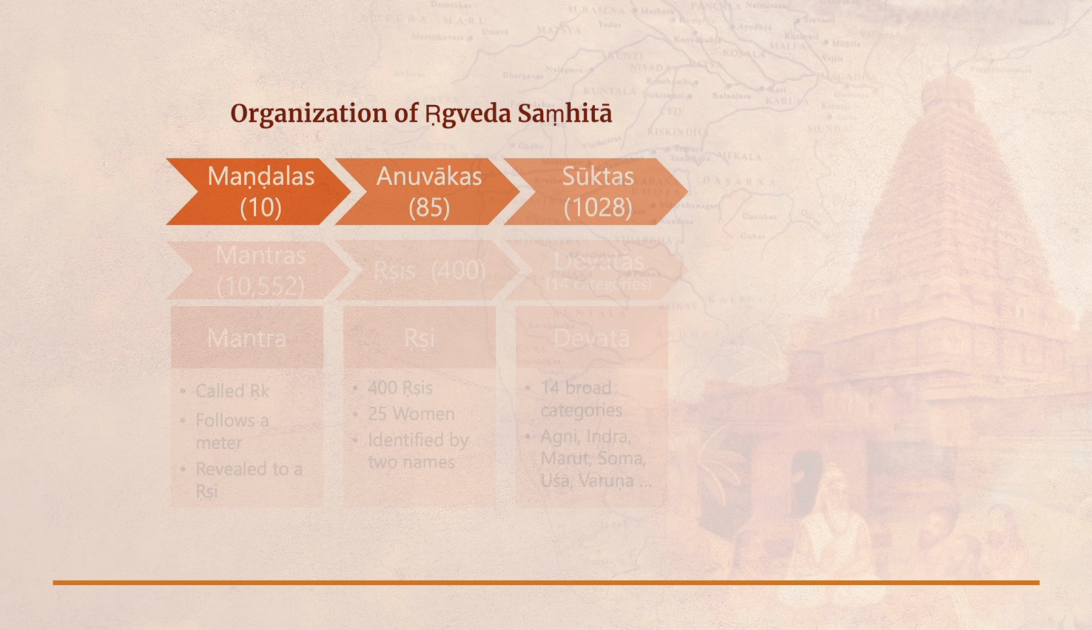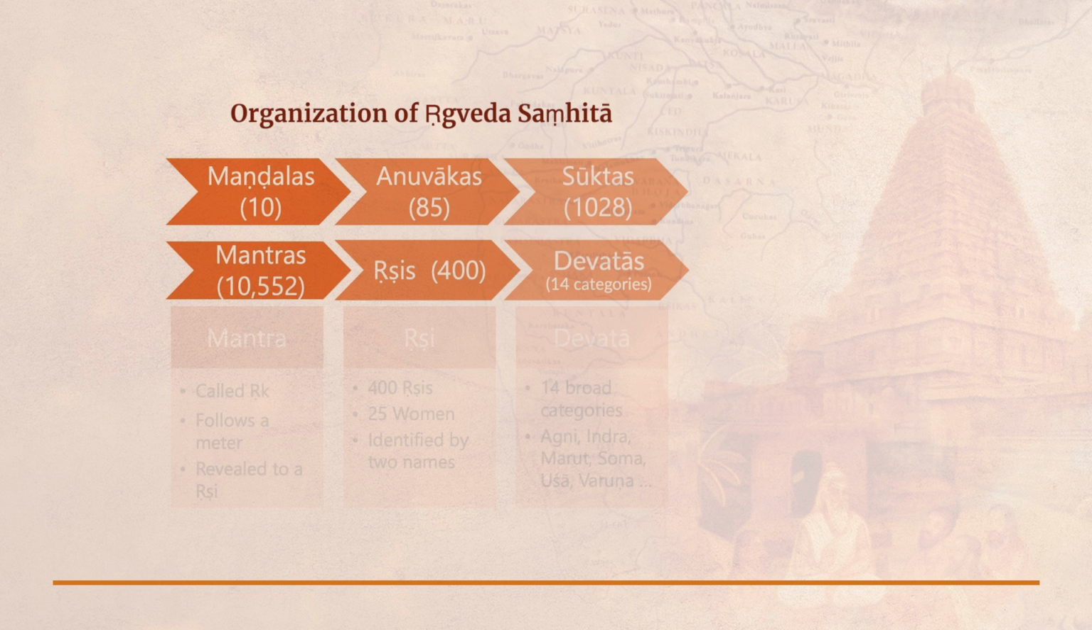This is one way. Another way to understand this is to look at it like this. Rigveda has 10,552 mantras at the lowest level. That is how you can count. And there are 400 rishis who have sung these mantras, and there are 14 categories of devatas who are being invoked, as these mantras are organized in praise of these devatas. That's how we can take it. This is another way to understand Rigveda Samhita.